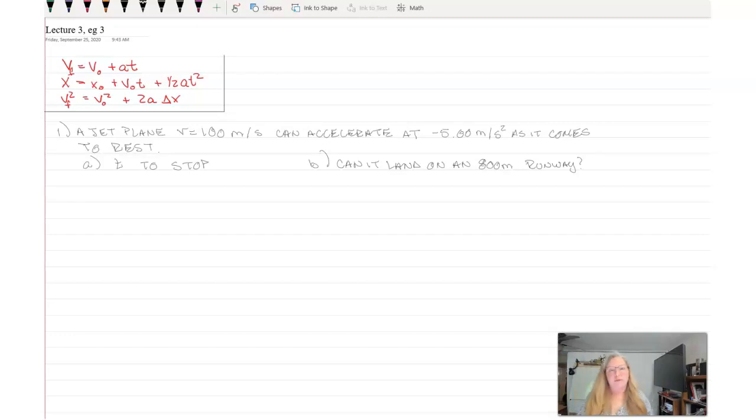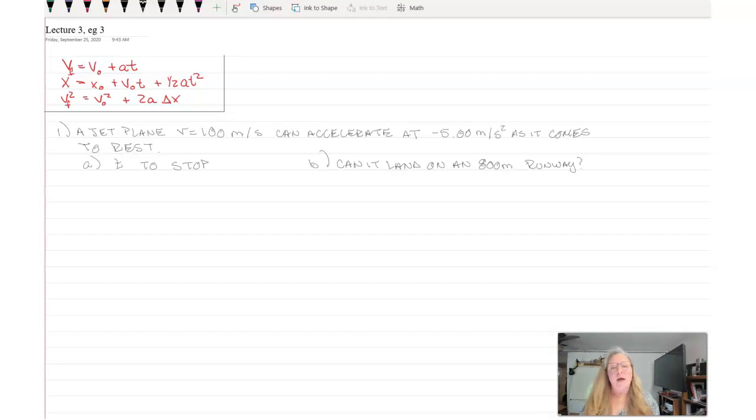Let's look at what we have with this one. So for this question, I have a jet plane that's originally going at 100 meters per second, and it is going to land, so its acceleration is going to be in the opposite direction of its motion, so it's negative. And it's going to come to a rest.